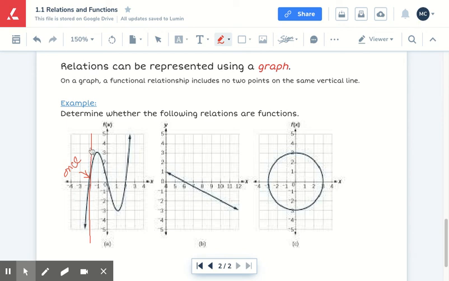So I would think about that as if I just took this vertical line and slid it around on the graph. As I moved it around, like maybe I got to right here, well, that vertical line still only intersects the curve one time. And that would actually happen for any vertical line that I drew on this graph. So that makes this a function. We would say it passes the vertical line test.